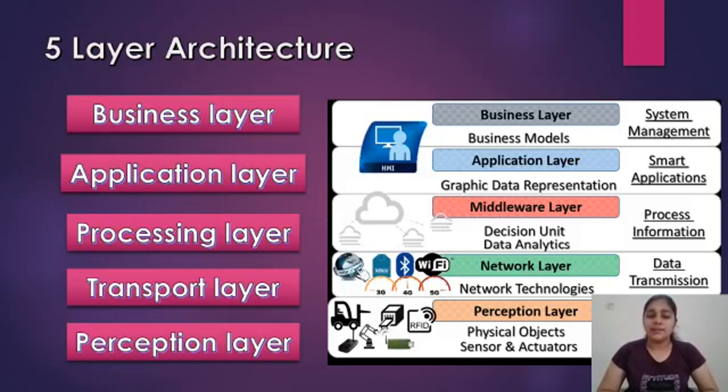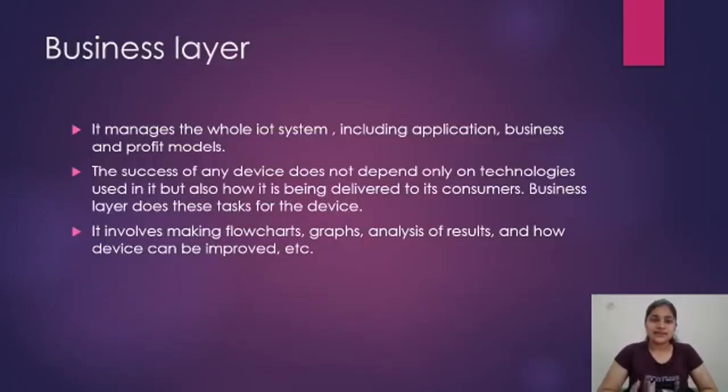It has business layer, application layer, processing layer, transport layer and perception layer. In 3-layer architecture, we already discussed the application layer and perception layer. Now we discuss the business layer. The business layer is the head of IoT technology. It manages the whole IoT system, user privacy, profit model and applications.